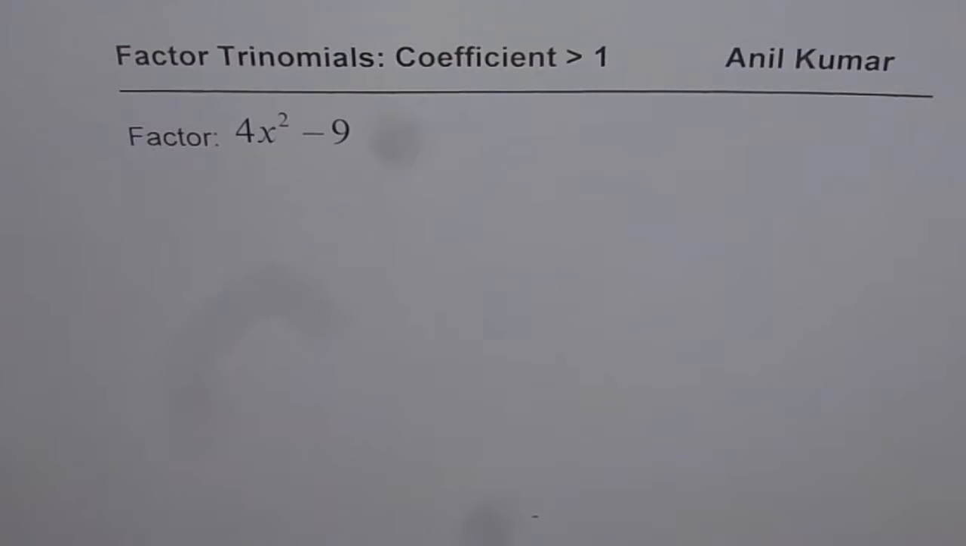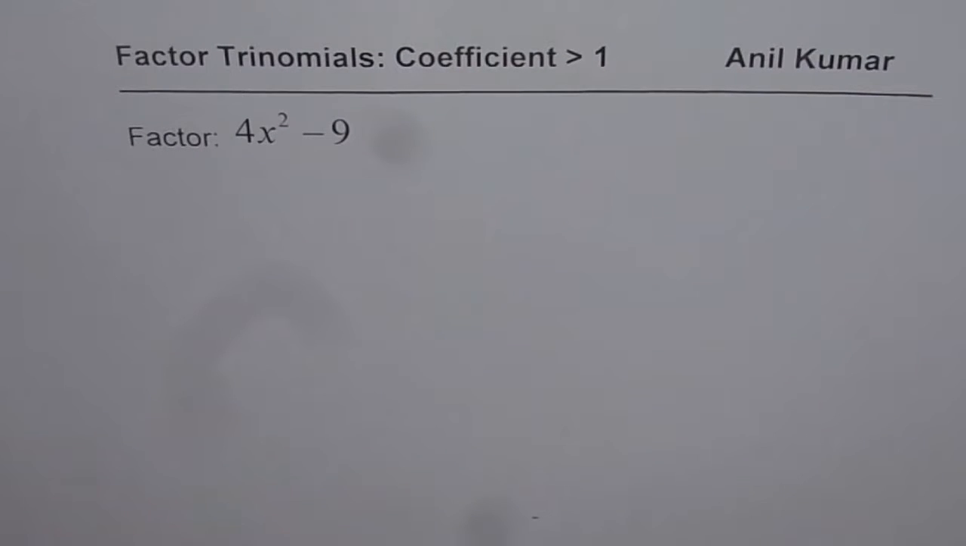We are working on this chapter which deals with factor trinomials where coefficient is greater than 1. The question is factor 4x squared minus 9. Well, Ryan, you have a genuine question here. 4x squared minus 9 actually is not a trinomial. But this question is very much from your textbook, and the chapter is factor trinomial.